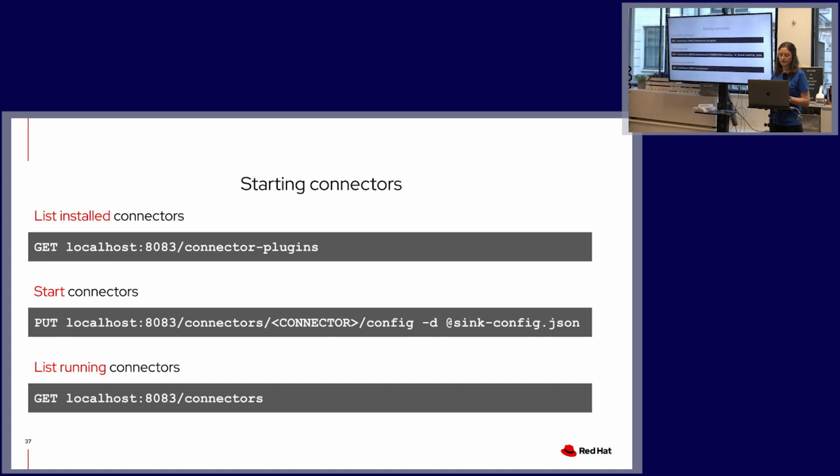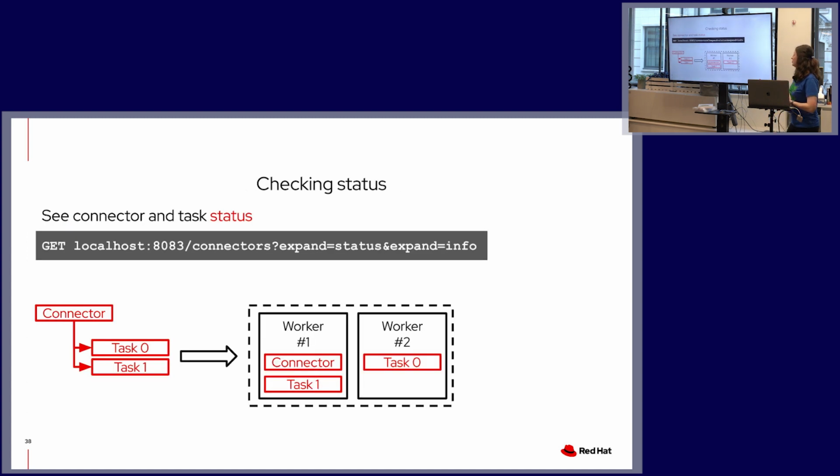and then you can list the actual running connectors. But one of the things that you might want to do as an admin is check the status of all of your connectors and tasks. So this is a really good endpoint to be aware of. If you provide the query parameters expand equals status and expand equals info, this will give you a really good readout of exactly what's going on in your Connect cluster. So that's a really quick way to check what's going on.